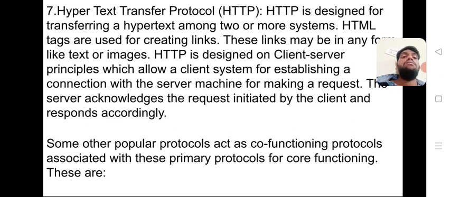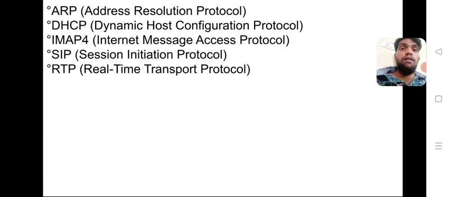Some other popular protocols act as co-functioning protocols associated with these primary protocols. For core functioning there are ARP, Address Resolution Protocol, DHCP, Dynamic Host Configuration Protocol, IMAP4, Internet Message Access Protocol, SIP, Session Initiation Protocol, RTP, Real-time Transport Protocol.